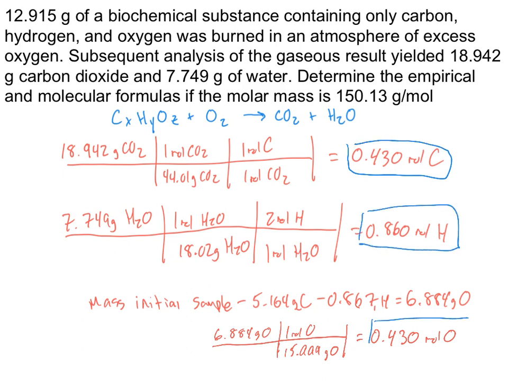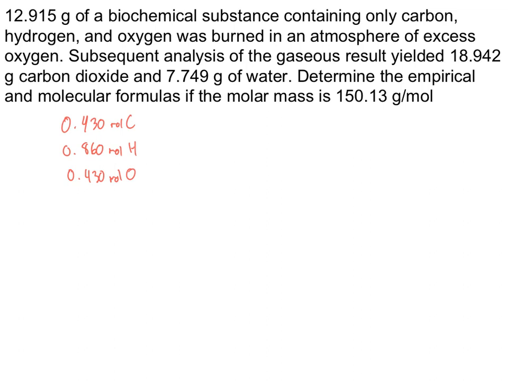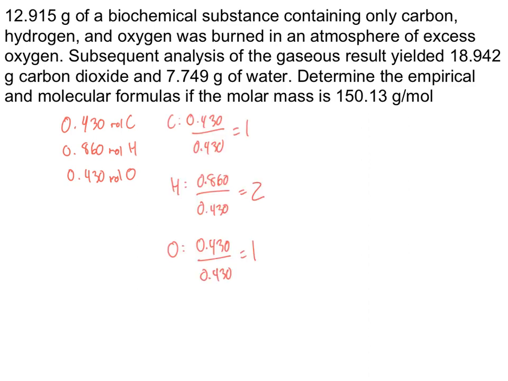We now have all of the information we're going to need to find our empirical formula. We know how many moles of each element we initially had present. And so, as we've done before with empirical formulas, we can take each of these and divide them by the smallest number in order to find our subscripts. And when we do so, we find that our subscript for carbon is 1, hydrogen is 2, and oxygen is 1, for an empirical formula of CH2O.